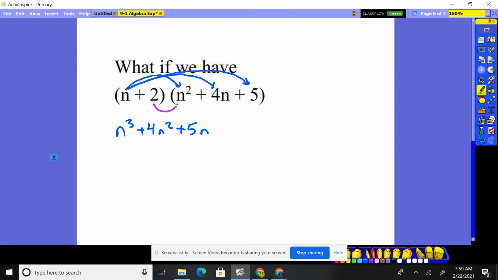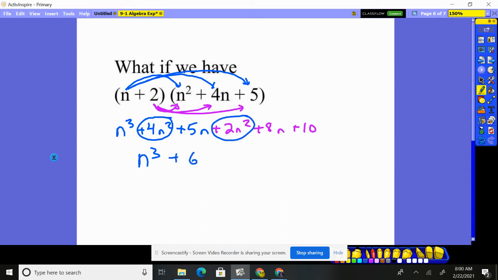Now the 2 gets distributed through to each of the pieces. 2n squared, 2 times 4n is 8n, and then 2 times the 5 is 10. Now what I need to do is combine like terms. Well, n cubed is by itself. 4n squared plus 2n squared gives you 6n squared. We have 5n plus 8n, so that's 13n, and then the number 10.